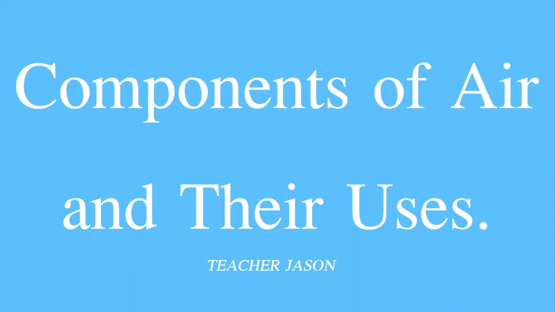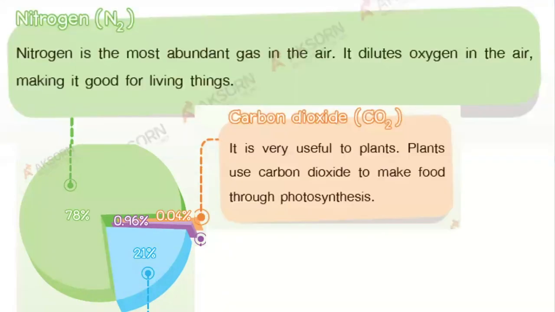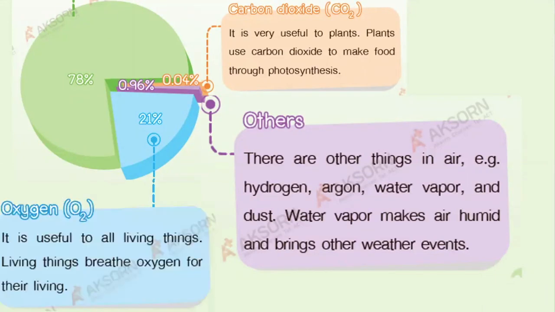Okay, good job everyone. I hope you finished our exercise, and before we finish our lesson, let's recap everything we learned today. We learned the components of air and their uses, right? I showed you some amazing tricks with balloons and air, and we discovered all the components of our air. It's nitrogen, carbon dioxide, some others, hydrogen and water vapor, and the most interesting for us is oxygen.